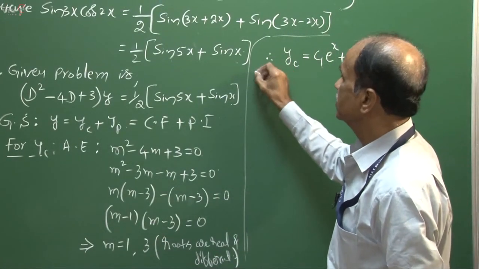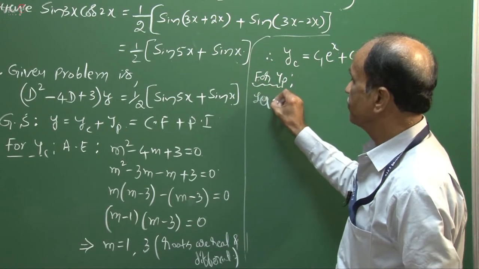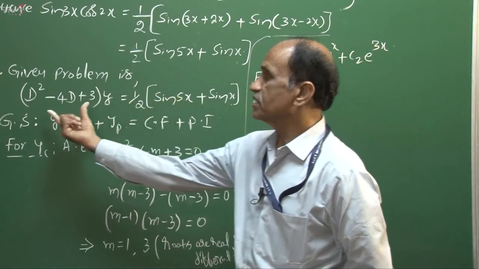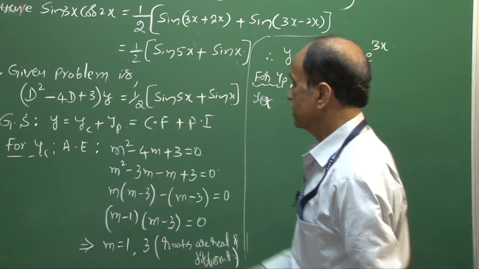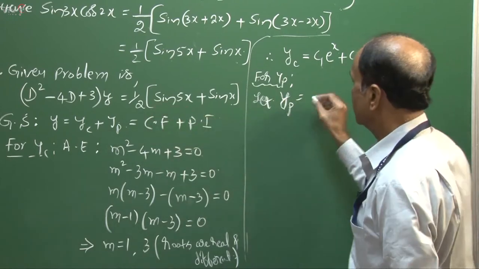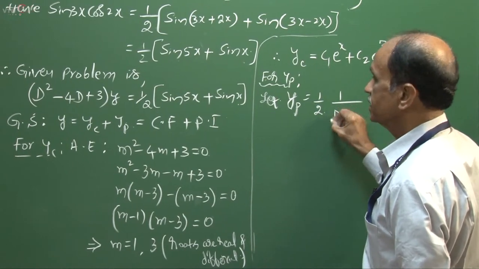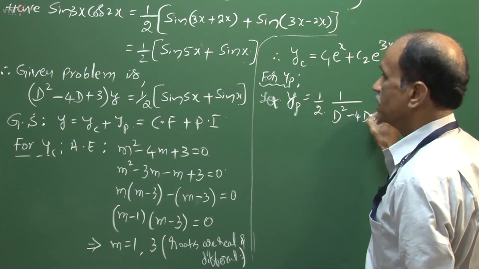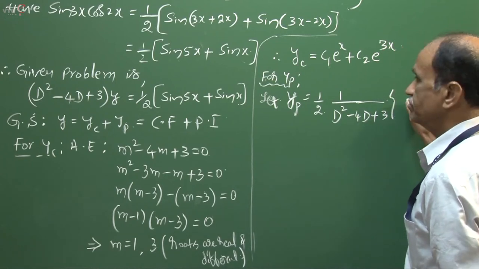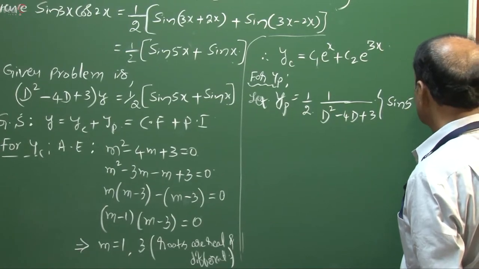This is the complementary function. For the particular integral, that is yp, we use the inverse differential operator. Inverse differential operator means you are shifting the derivative part to the denominator on the right side. Let yp equal to 1 by 2, keep it outside the operator, then 1 divided by d square minus 4d plus 3, operating on sine 5x plus sine x.